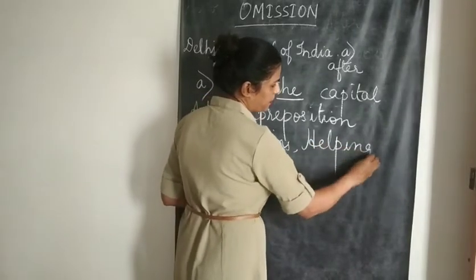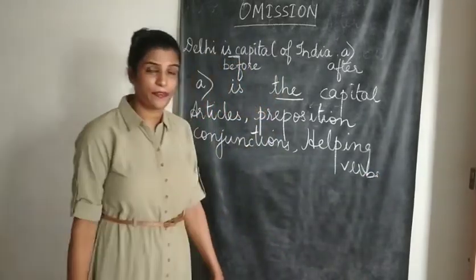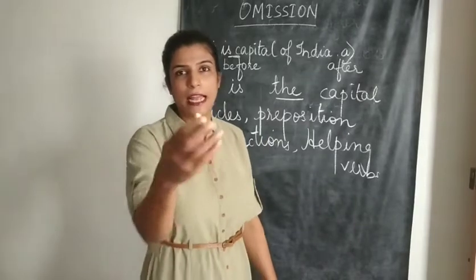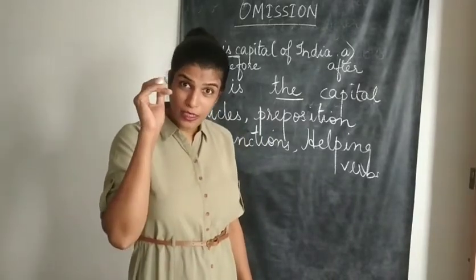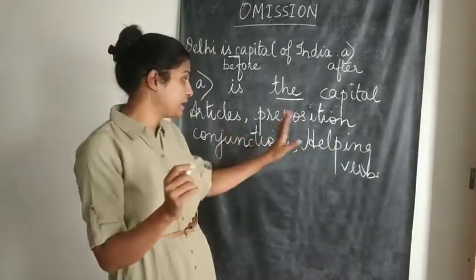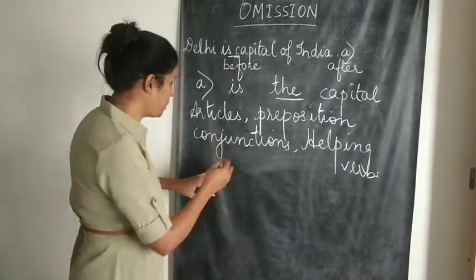Modals, like you call them. Is, am, are, was, were, has, have. Perfect tense has been given at the back, but its has is missing or had is missing or have is missing. So you have to be very cautious. I am giving you a list of what all can go missing, like articles, prepositions, and helping verbs. Even pronouns can go missing.